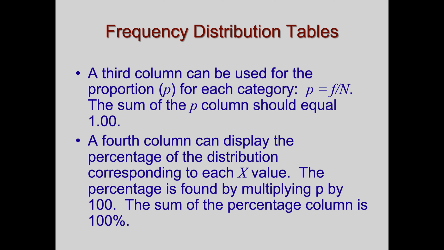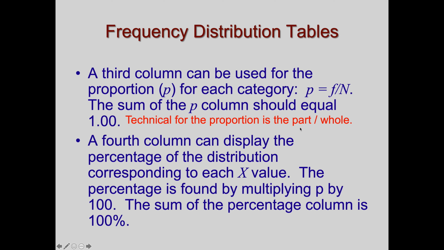Frequency distribution tables. One of the last things we talked about in the last video is that a third column can be for P equals f over N. Now, if I'm a kid sitting in class, all of this technical talk is starting to get on my nerves. It's starting to drive me crazy a little bit. This is the kind of thing math majors are very comfortable with, but most people are not math majors, so they start looking at this and have a negative reaction. Don't.